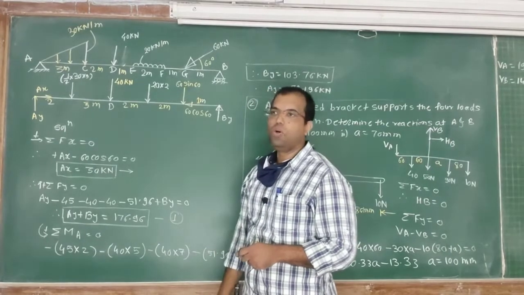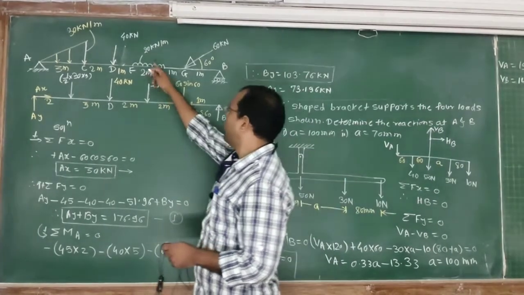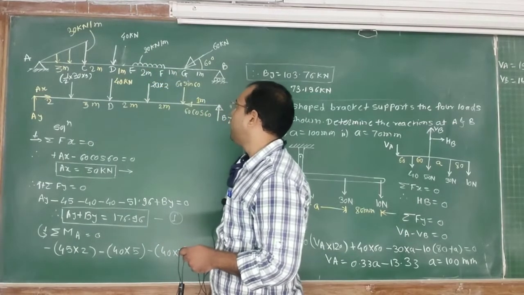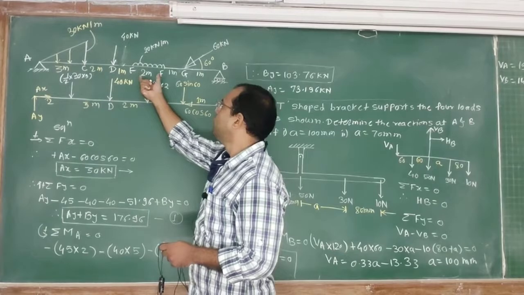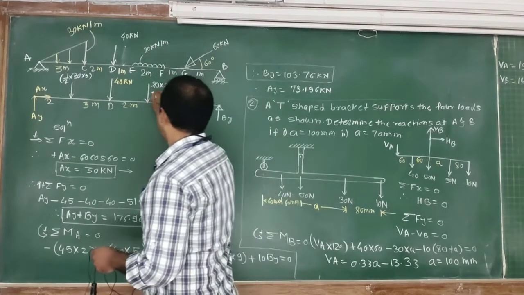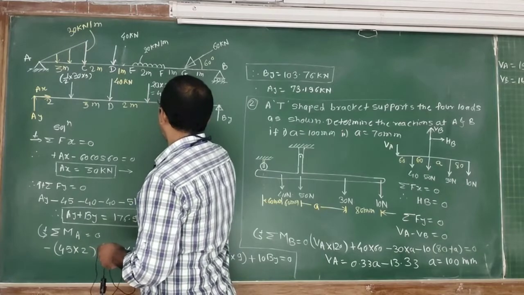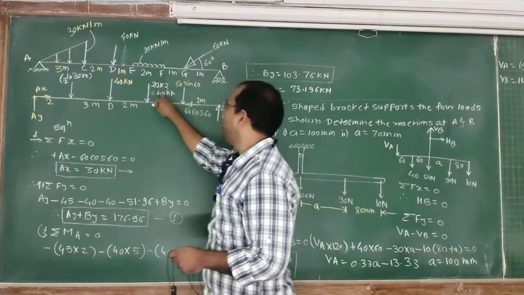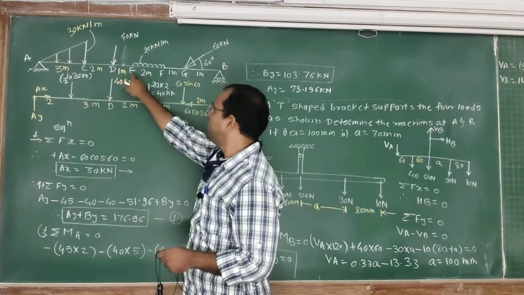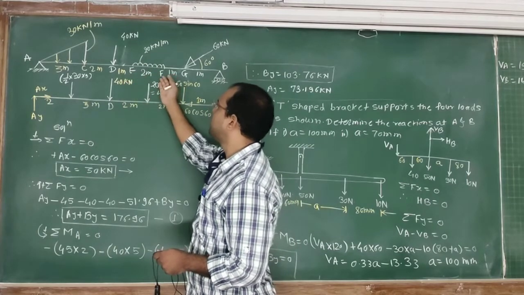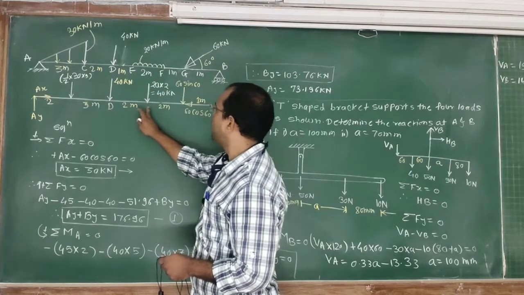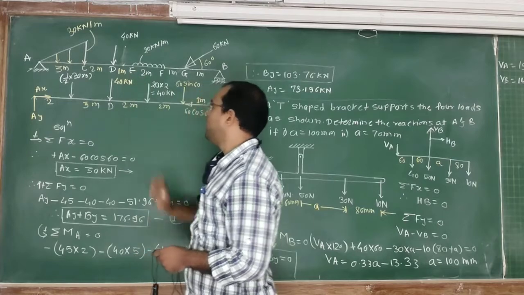Now this UDL, we have to convert this UDL into point load. So what is the intensity of loading? 20 kilonewton per meter is the intensity of loading, and it is acting over a span of 2 meter. So 20 into 2, that is 40. So I will write down here 40 kilonewton. So I have converted this UDL into point load, and it is acting at the mid span of this EF, that is 1 meter from E, or we can say that 1 meter from F. So the distance between D and this point load becomes 1 plus 1, 2 meter.